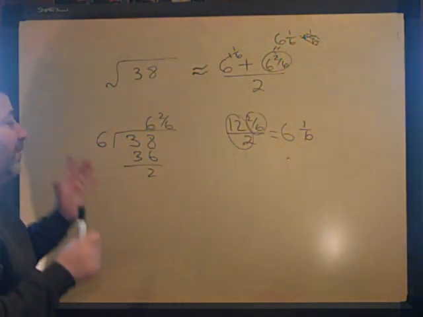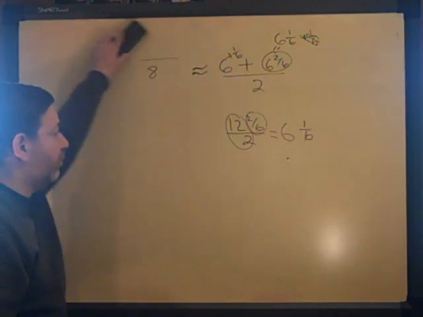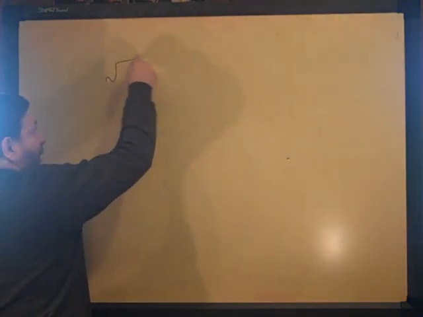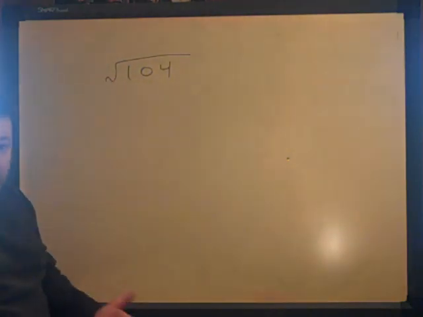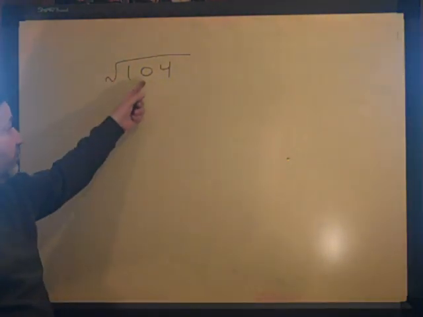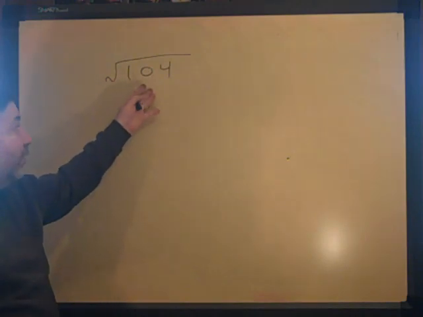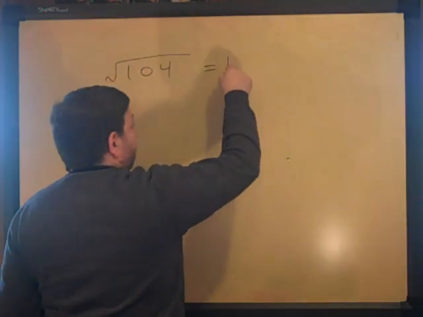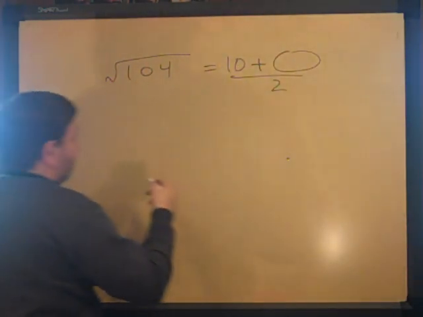And you will absolutely amaze people that you can approximate the square roots to a number of decimal places. If you want to approximate the square root of 104, the closest number that I know the square root of that's around 104 is 100. I know the square root of 100. It's 10. I'm going to add another number and take the average.